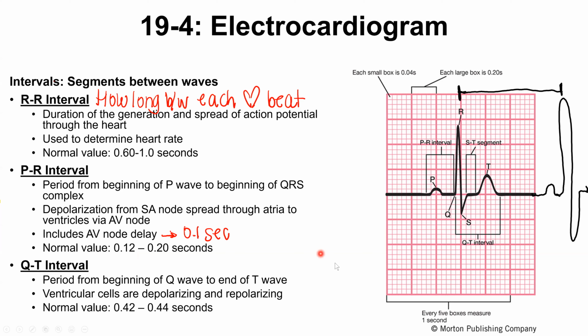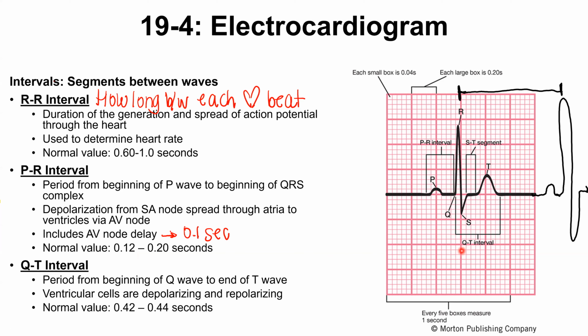Next is the QT interval. And the QT interval is the period from the beginning of the Q wave to the end of the T wave. So this is representing the ventricles both depolarizing and repolarizing. And that's obviously going to include them contracting and relaxing. So normally this takes between 0.42 and 0.44 seconds.